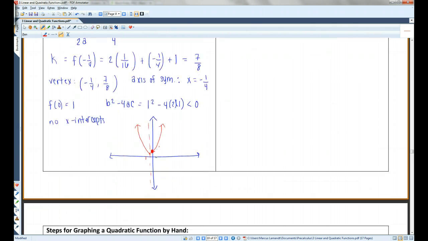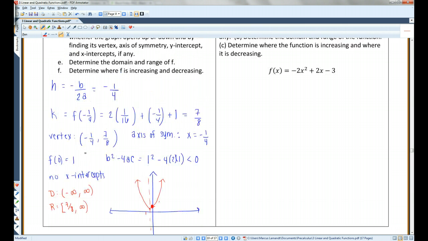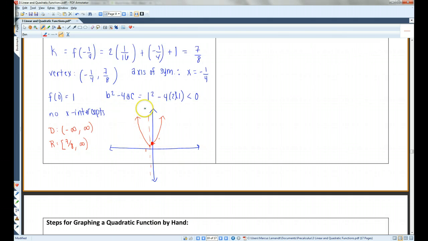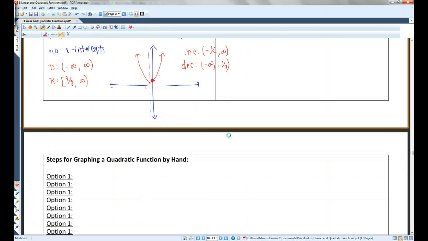Determine the domain and range. The domain, of course, is all real numbers. The range, this is 7 over 8, and it goes all the way to infinity. Okay? Whereas f increasing and decreasing, well, it's increasing from this point, which is negative 1/4, to infinity, and it's decreasing from negative infinity to negative 1/4. Alright, I'll let you guys try that one.